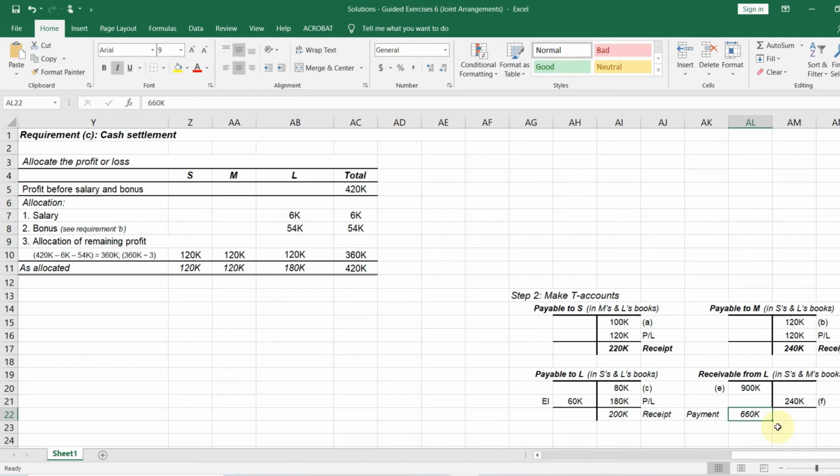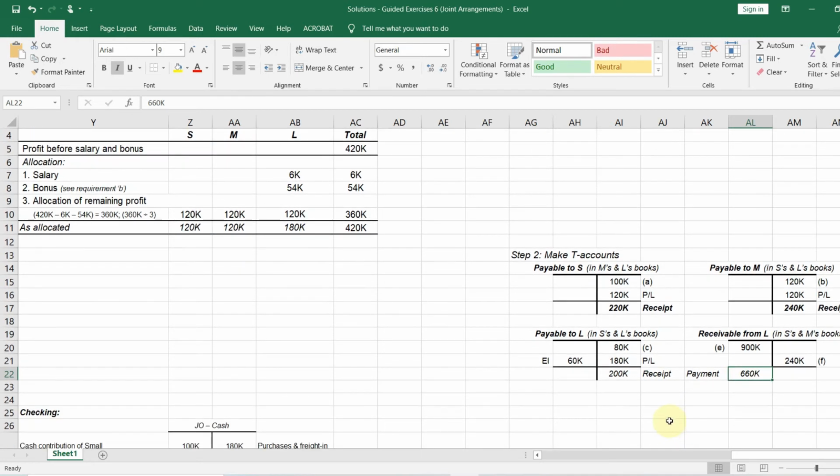660,000. Okay? Ay, sorry. Ang total na receivable from L is 660,000. Okay? So, you just add 220 and 240, you'll get 460, if I'm not mistaken. Yeah, 460. Okay? Total na ibabalik ni L sa kanila.